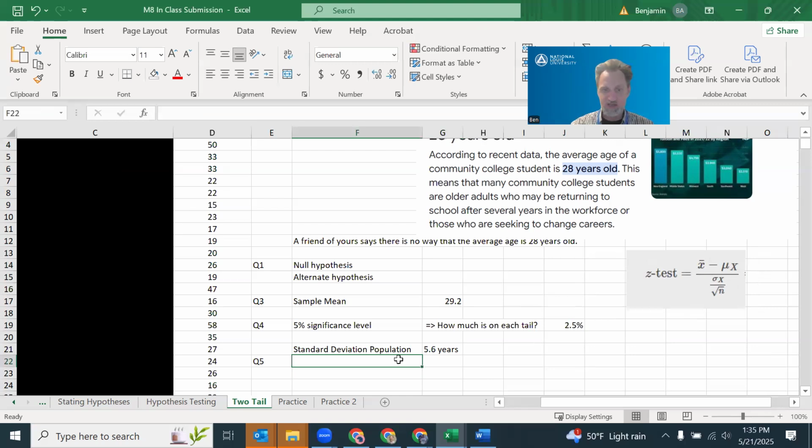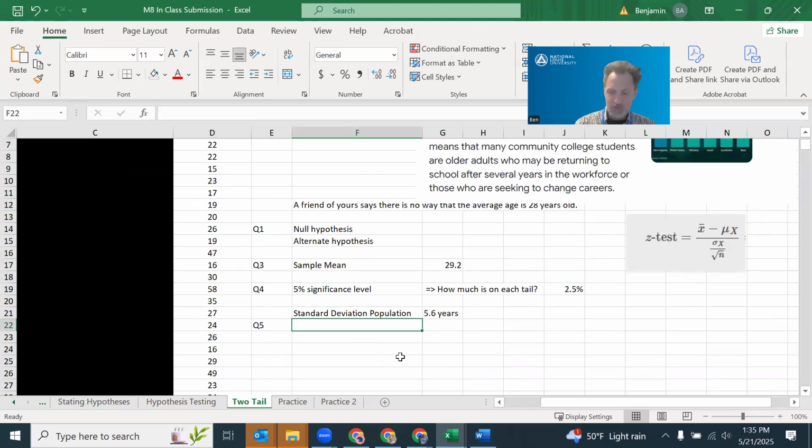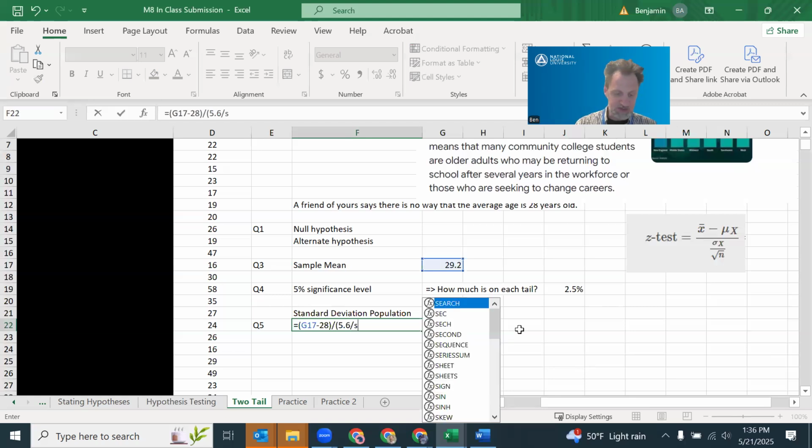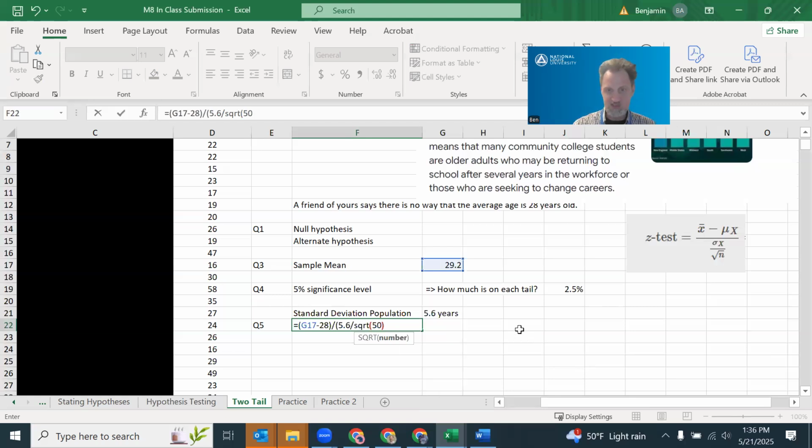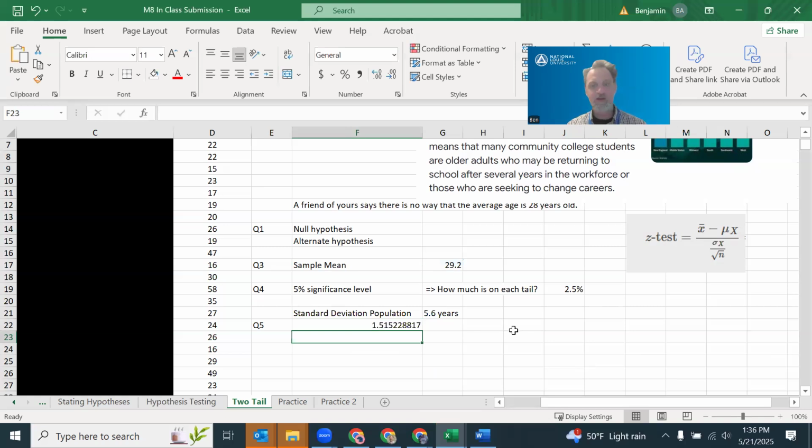So now I'm going to do my calculation, which is that the z-score equals, remember to get all your parentheses in here. My value is 29.2. I think it's 28. And I'm going to take my standard deviation, which is 5.6, and divide it by the square root of 50, which is the size of my sample. And I've got 1.515. This is my z-score. This is my z-test.